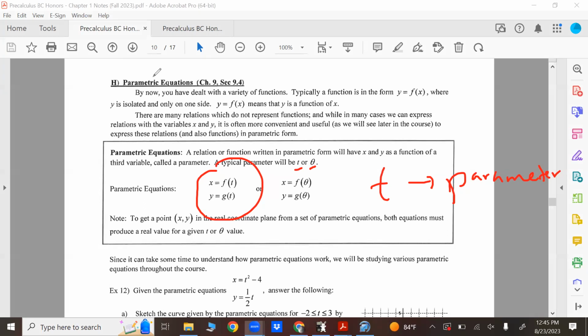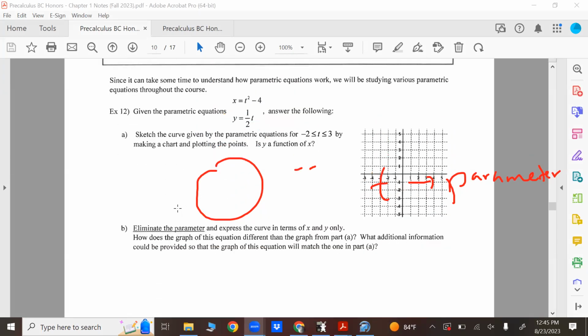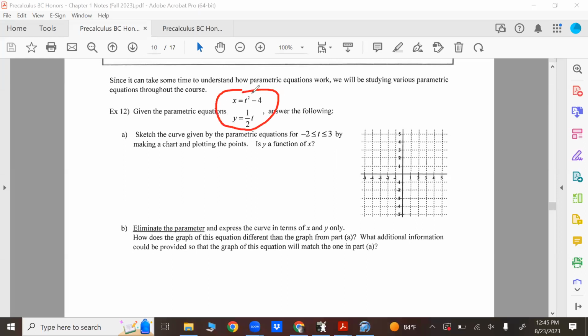So let's take a look at an example. I think that's just kind of the best way to handle it. I can get very theoretical about it, but I think we'll just do an example, right? So these are parametric equations. X equals t squared minus 4, y equals 1/2 t. This came from an equation with just x and y. That's where it came from. And we're going to look into that in just a little bit. That's called eliminating the parameter. We'll talk about that in part B.